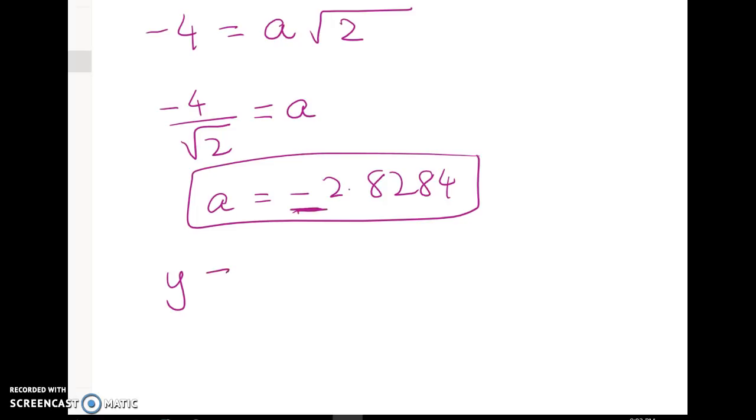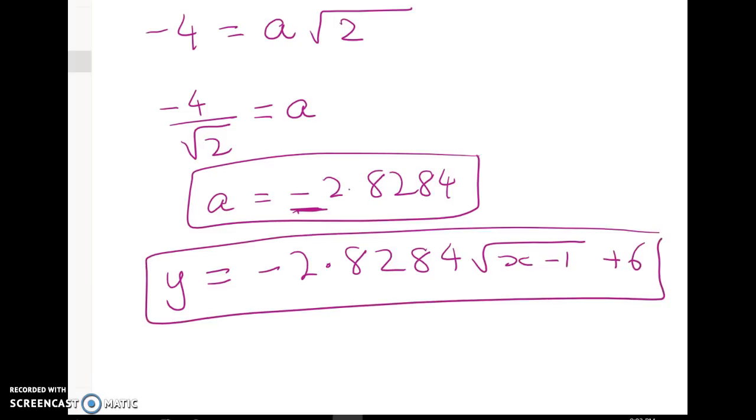So that gives me y is equal to negative 2.8284 root x minus 1 plus 6. So that would be the function that I used to model that bit of the curve if I'd used a square root function. So now the moment that you've been waiting for, which is how good is it? So let's have a look.